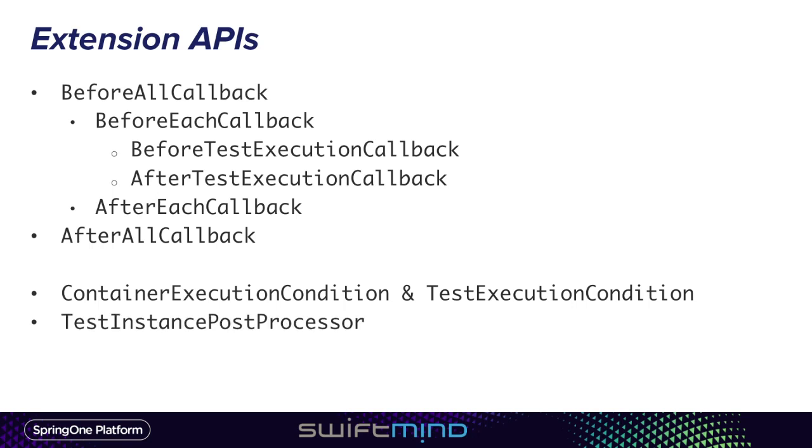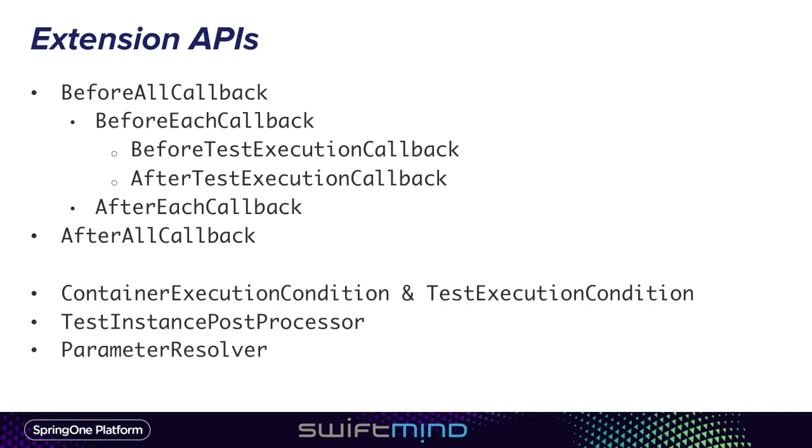Next up, test instance post processor. Has anyone ever heard of a bean post processor in Spring? A few people. So this is inspired by that. Actually, a lot of the features in JUnit 5 are inspired by frameworks like Spring. So this is kind of like a bean post processor, but it's the test instance post processor. So an extension can do things like read fields or inject fields. Something like Mockito might do that, and Spring, for example, uses this.